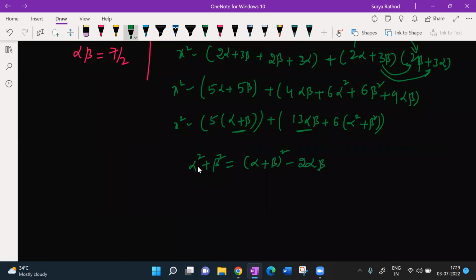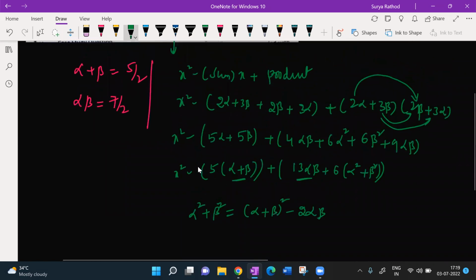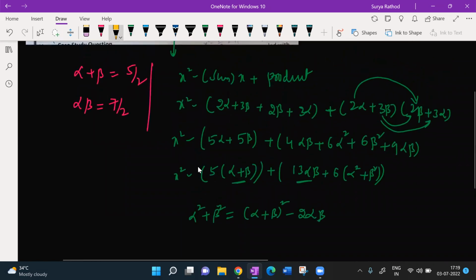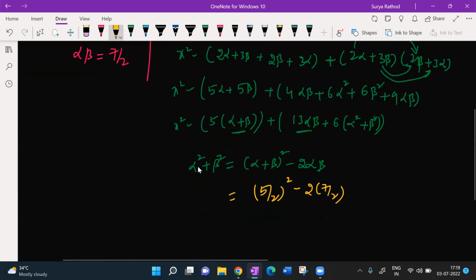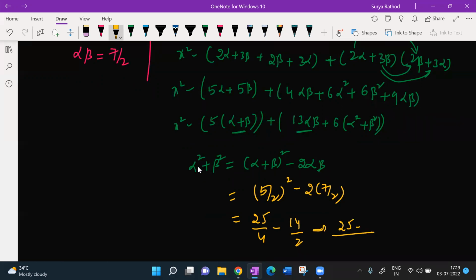Am I correct? Yes. This is a wonderful question, actually. This type of questions only you have to do. Very good doubt. So look at this. Alpha plus beta is what? 5 by 2 whole square minus 2 times alpha beta, which is 2 into 7 by 2. Correct? So 25 by 4 minus 14. What is the LCM now? So 25 minus 28 by 4. Correct?